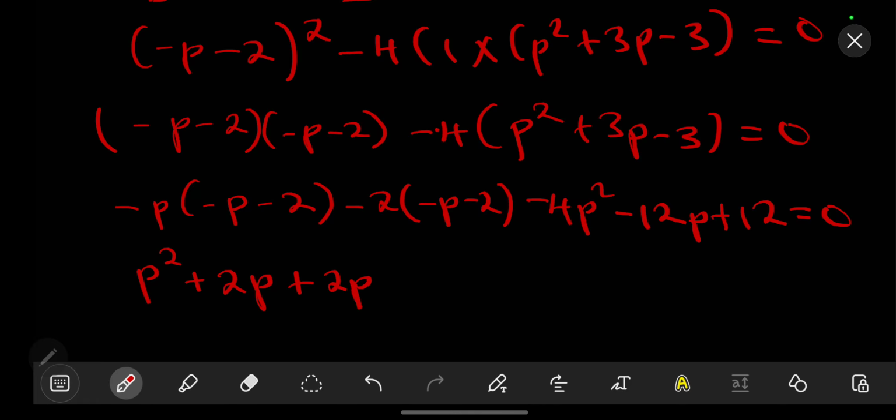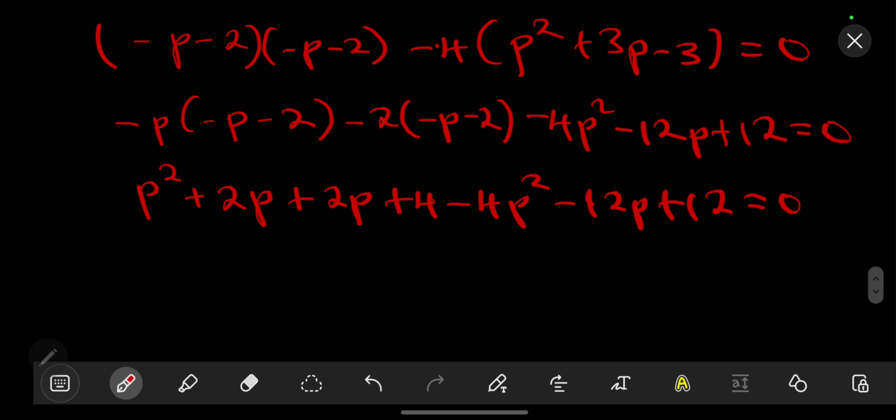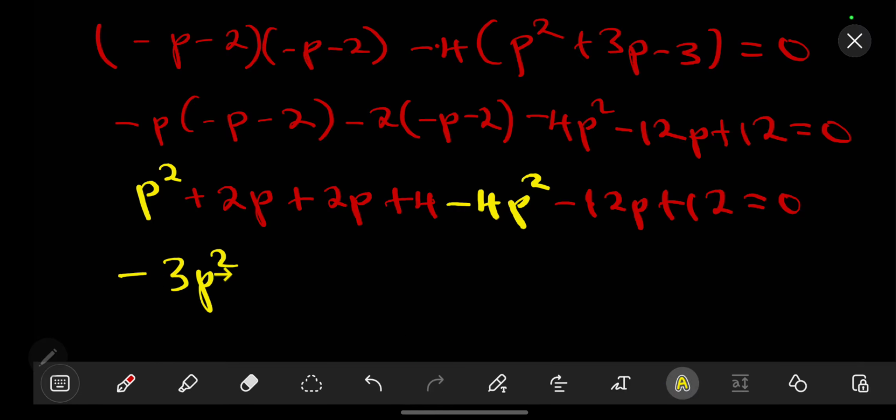Negative 2 times negative 2 will be a 4. Then we have minus our 4p squared, then minus our 12p, then plus our 12, which should be equal to 0. Then we are going to simplify where possible. You will find that this p squared and our negative 4p squared are like terms. So p squared minus 4p squared will be minus 3p squared as our value there.